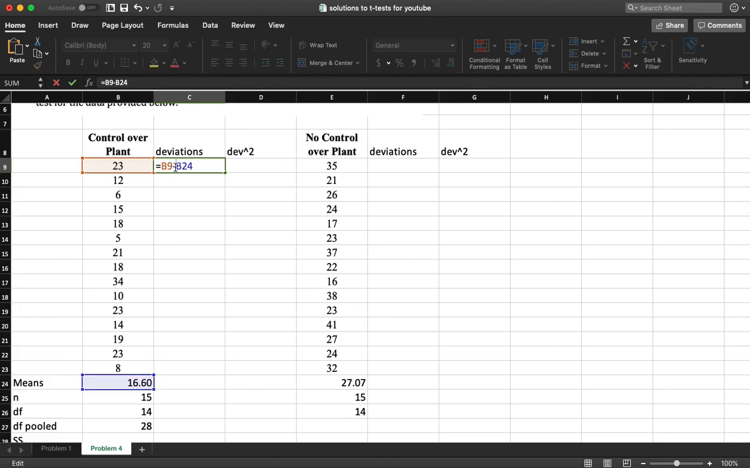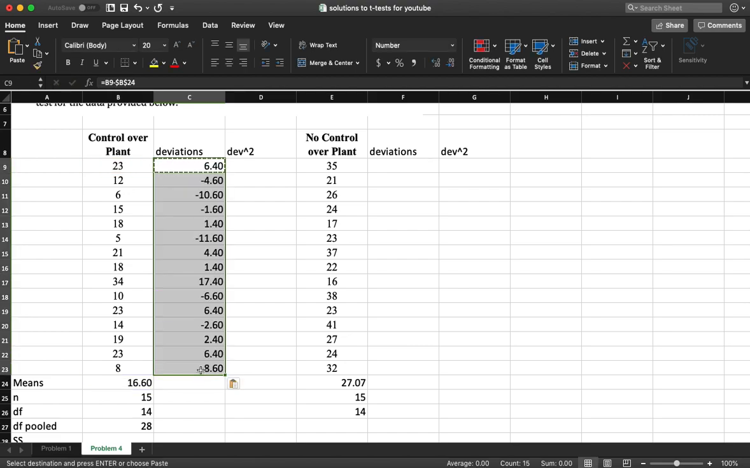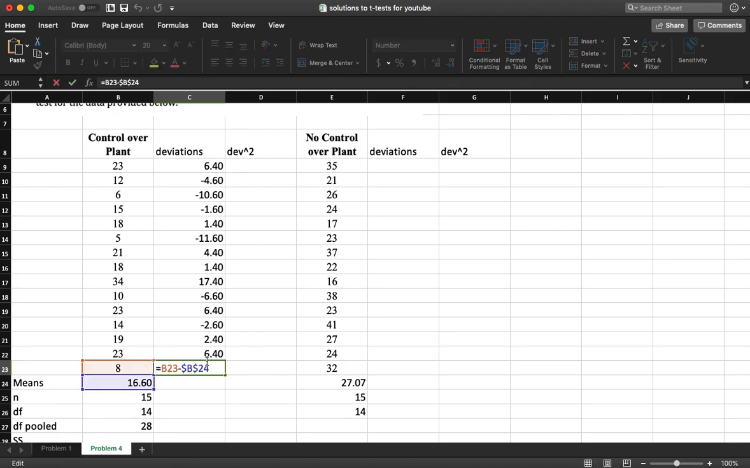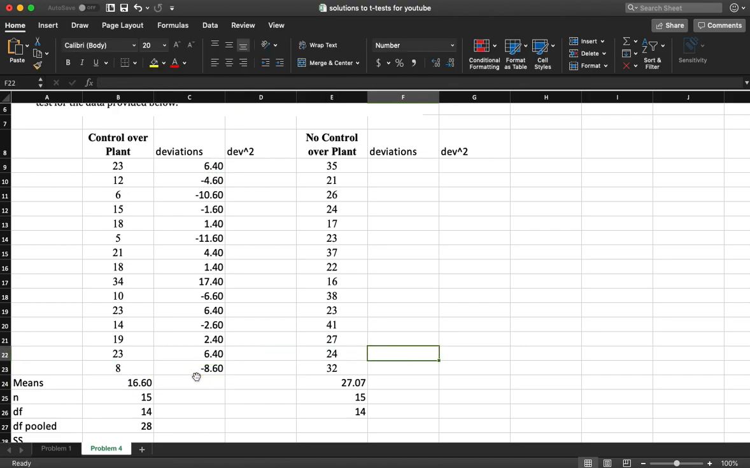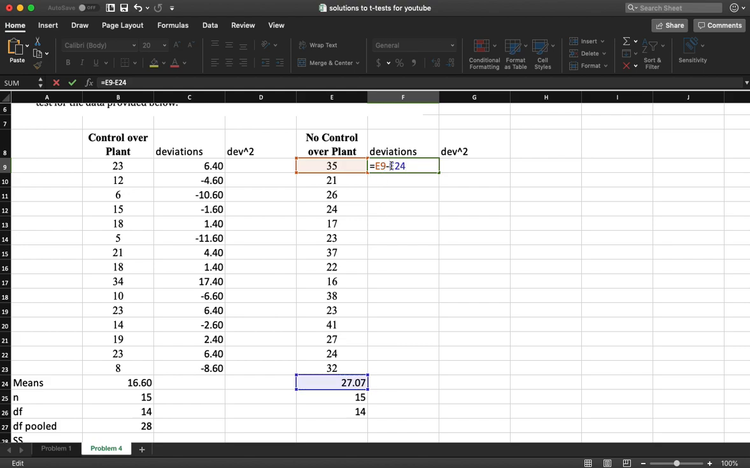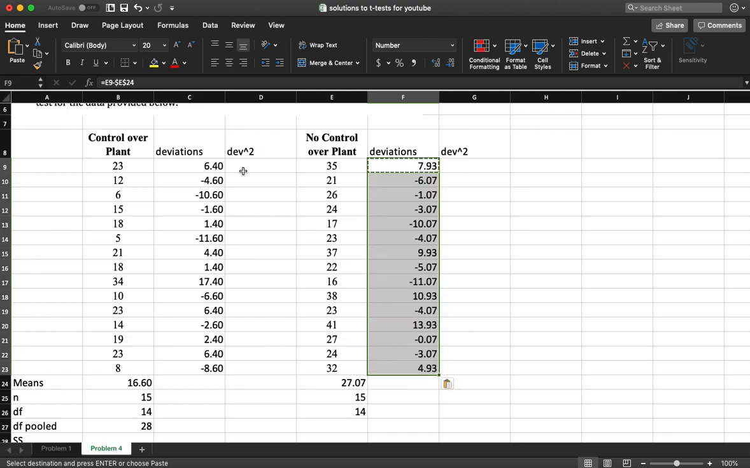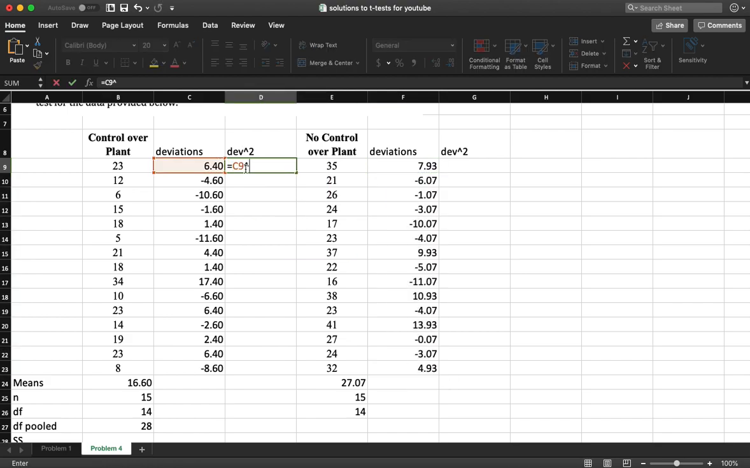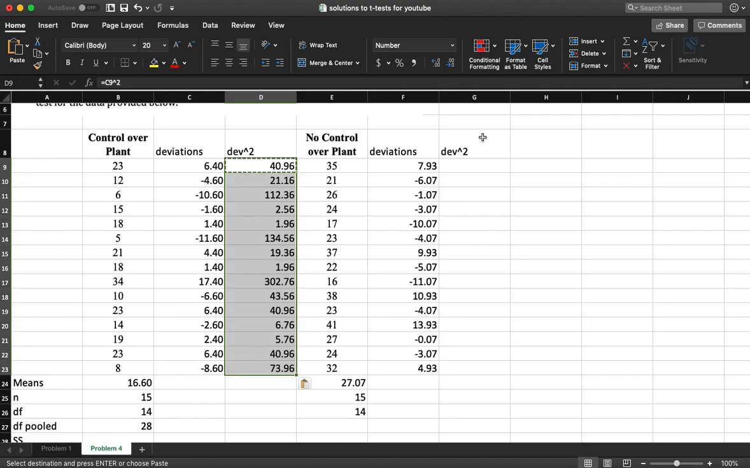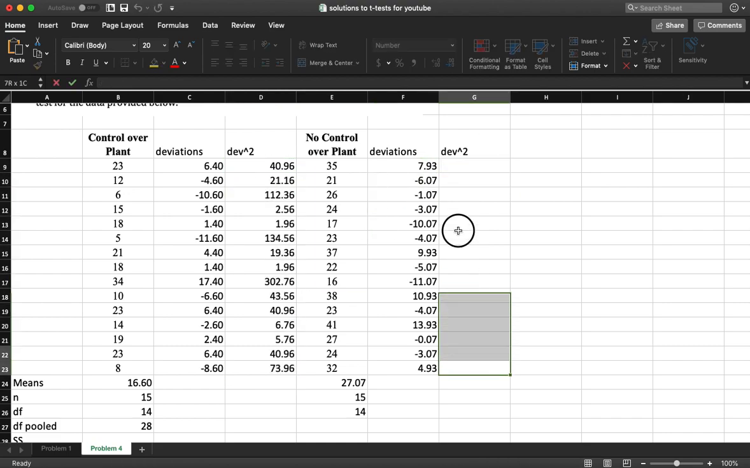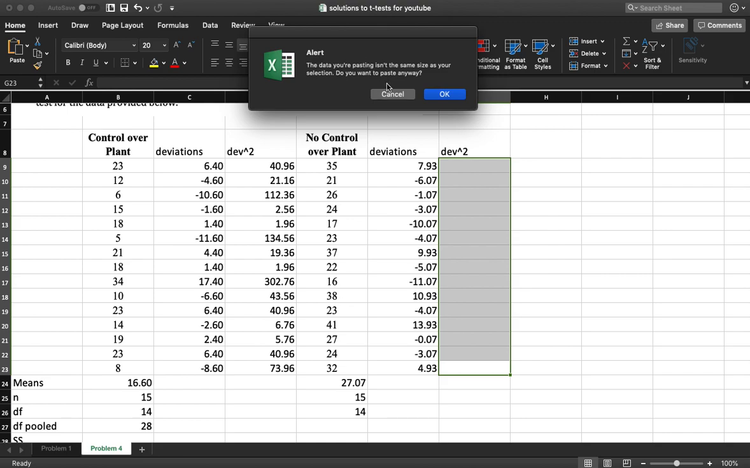Those are, of course, deviations of each score from the mean of those scores. If I put dollar signs before the column letter and the row number, I can get those deviations. So each one of these cells has the correct mean. And I'm going to do it over here too. So this deviation is a score minus a sample mean. And do the same thing for these deviations. We'll square each one of these just by raising it to the second power. The same thing over here. Oopsies.